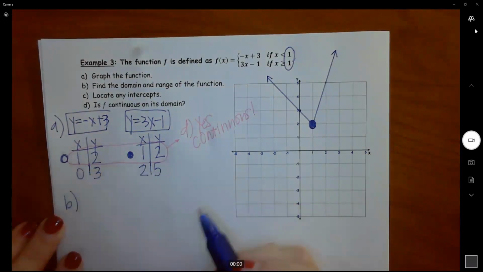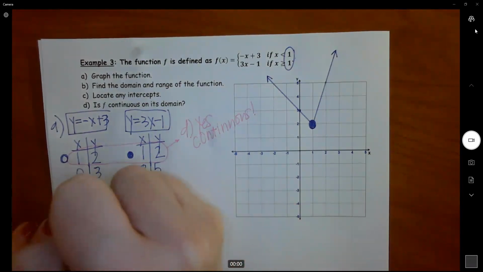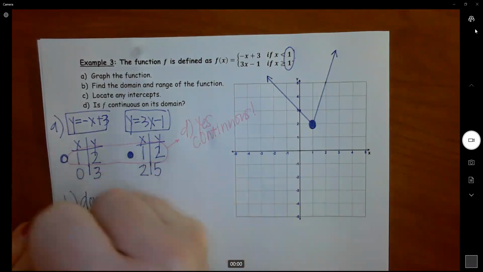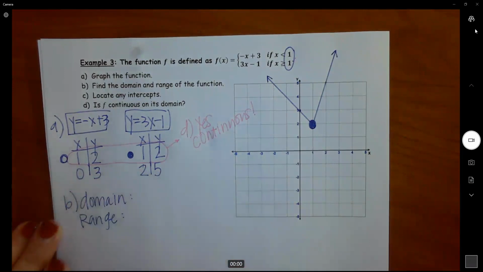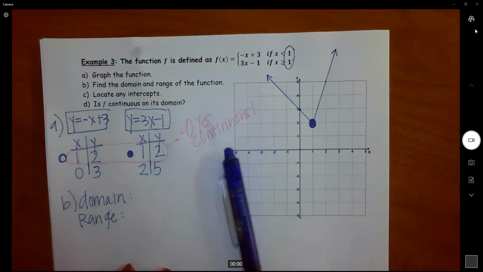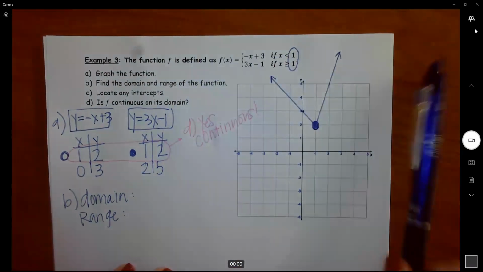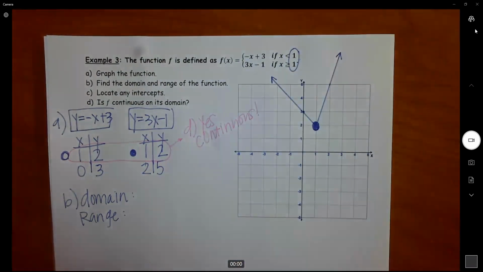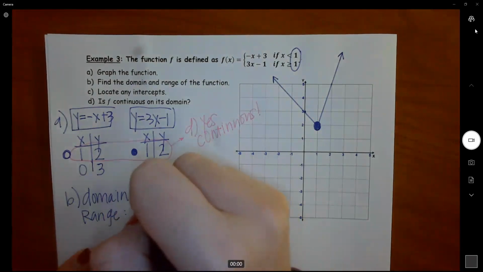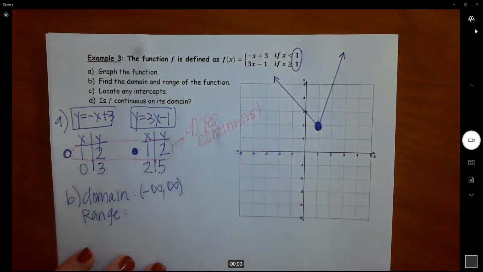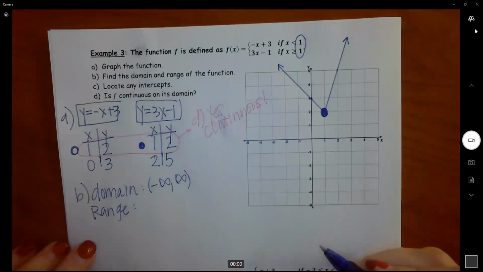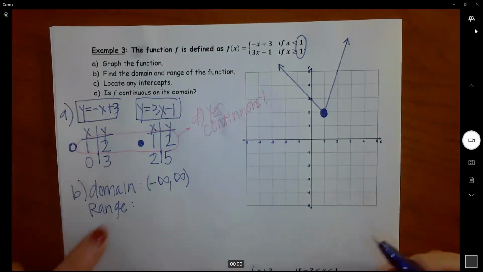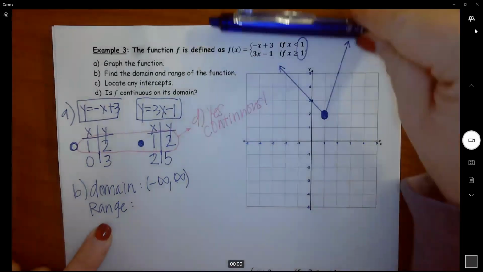B, we need the domain and range. So my domain is my x values. And so when I go from left to right, the first thing I hit is an arrow. And the last thing I hit is also an arrow. So this is negative infinity to infinity. All your domains are going to be this. Your range, however, is from bottom to top.